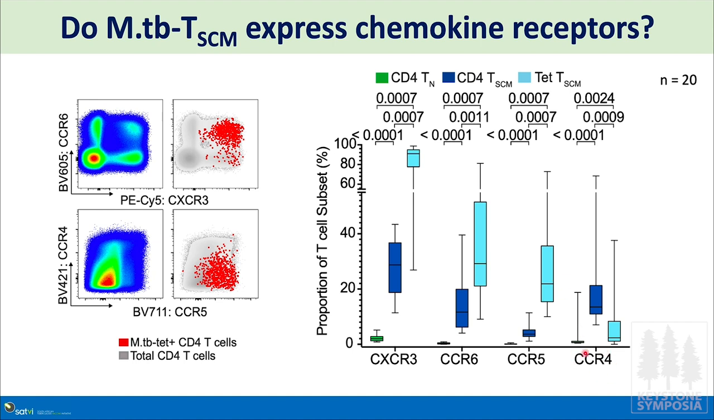CCR4 is a chemokine receptor associated with a Th2 memory phenotype. And in most literature, individuals have shown that MTB-specific T cells actually express very little Th2-associated cytokines. And what's very interesting to see here and very reassuring is that despite being an early differentiated phenotype, these MTB-specific TSCMs have a more MTB-specific chemokine receptor expression profile and also very low expression of CCR4 compared to bulk TSCMs.